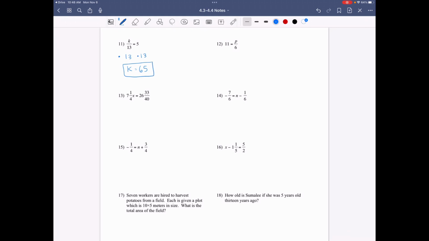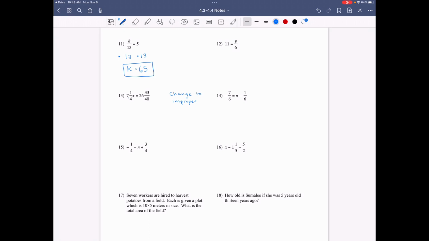Let's look at number 13. Number 13 is kind of tricky. It looks like we're multiplying x by 7 1/4. So we would divide by 7 1/4, but that's difficult to do. So the first thing I want to do is change these to improper. Let's just write that so we remember. Change to improper.